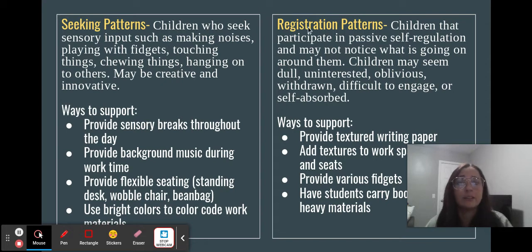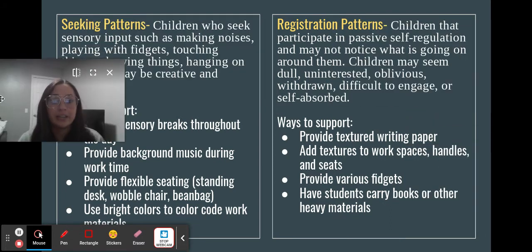Over here on the right-hand side, we have registration patterns. Children that participate in passive self-regulation, and they may not notice what is going on around them. These children may seem dull, uninterested, oblivious, withdrawn, difficult to engage them in different activities, or even self-absorbed. So ways to support them would be to provide textured writing paper so they can feel the lines that they're writing on. Add textures to workspaces, handles, the different seats that they may be using in class. Provide various fidgets, or you can have students carry books or other heavy materials.